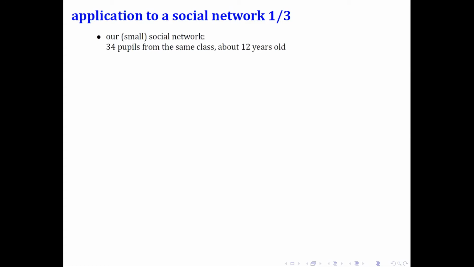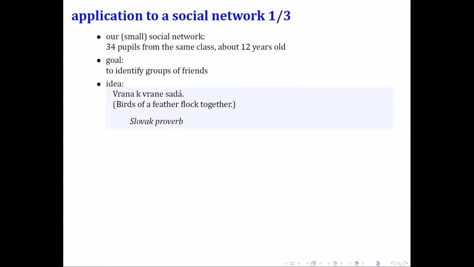It is good only for small social networks. We did an experiment in a secondary grammar school with a class of about 12 years old children, 33 pupils, in Kosice. The goal of our experiment was to identify groups of friends. Our idea was the Slovak proverb, Vranak vrane sada, it means birds of a feather flock together. It means that friends are similar, it's our hypothesis. It means they will be rated by schoolmates similarly. This is the basic idea behind this experiment.